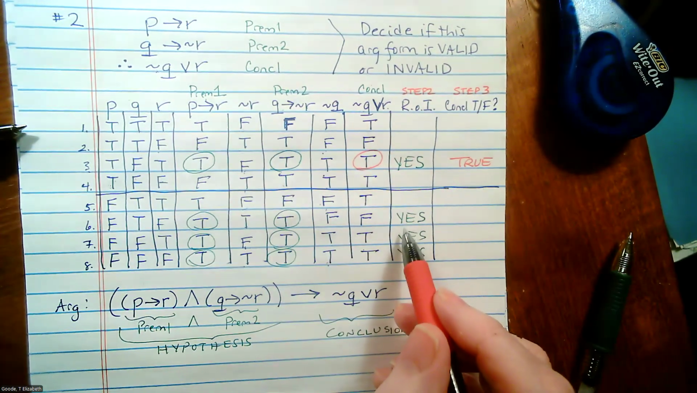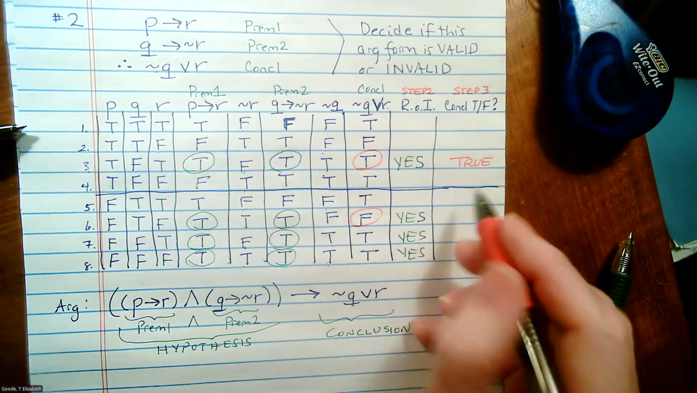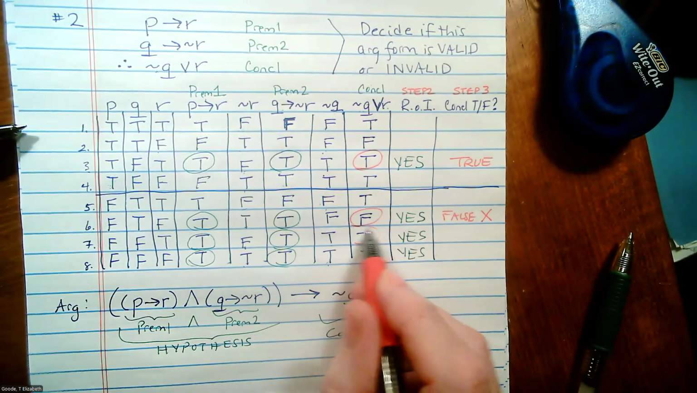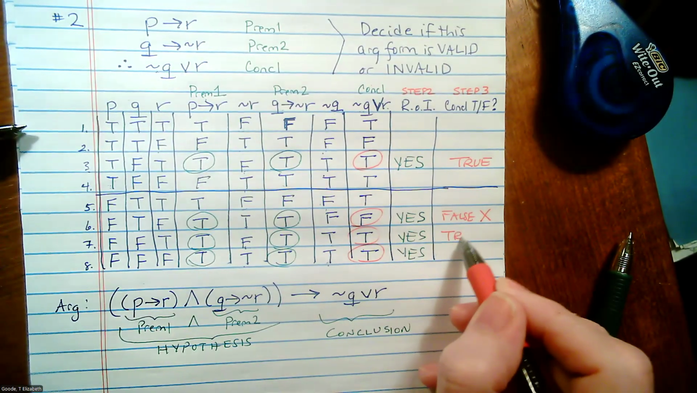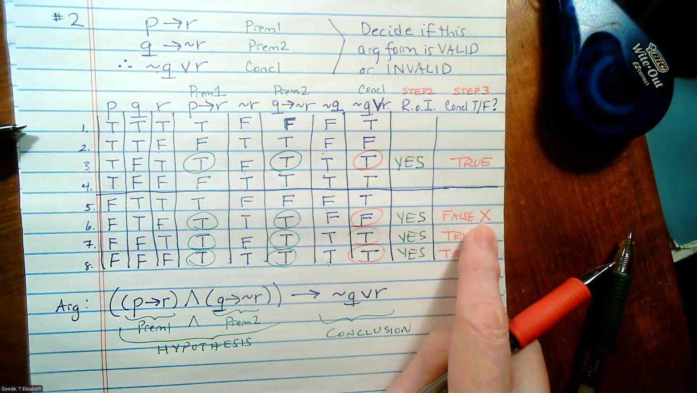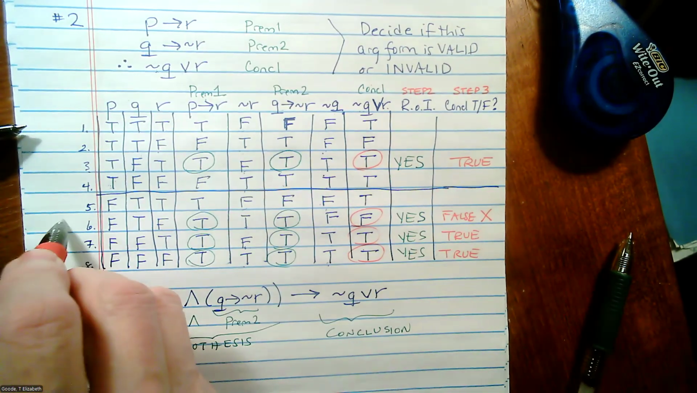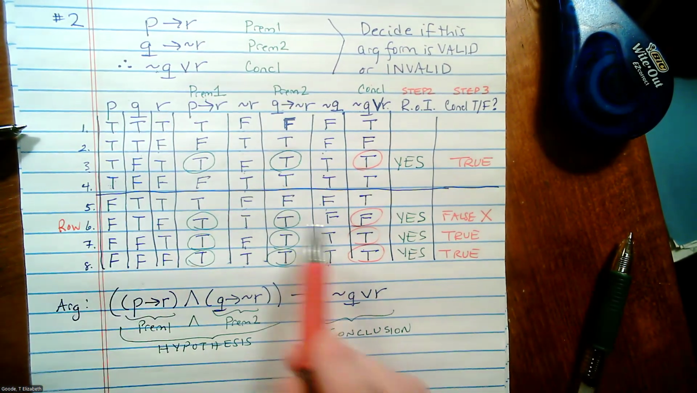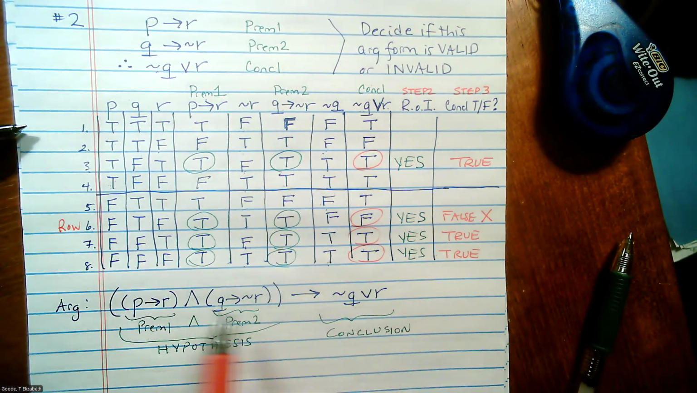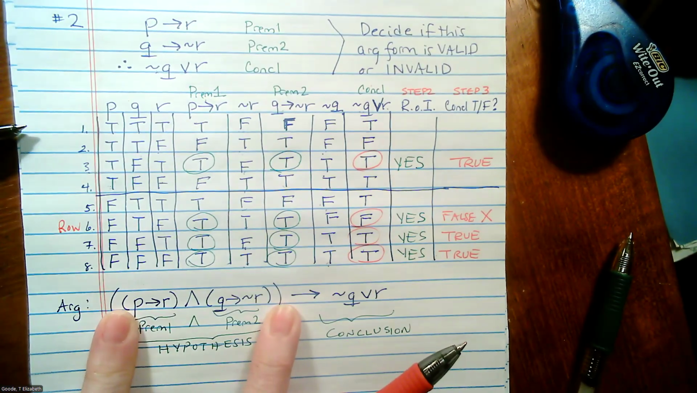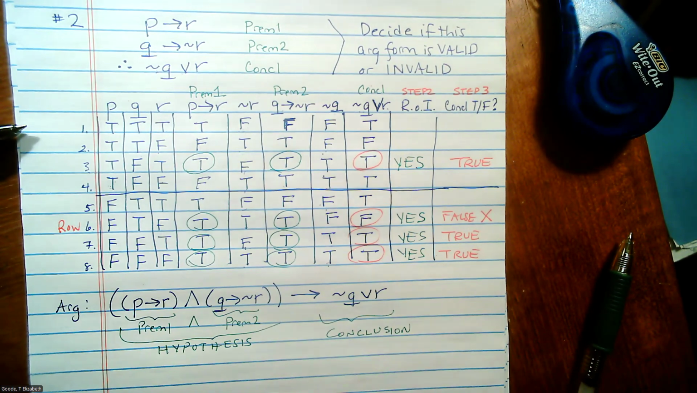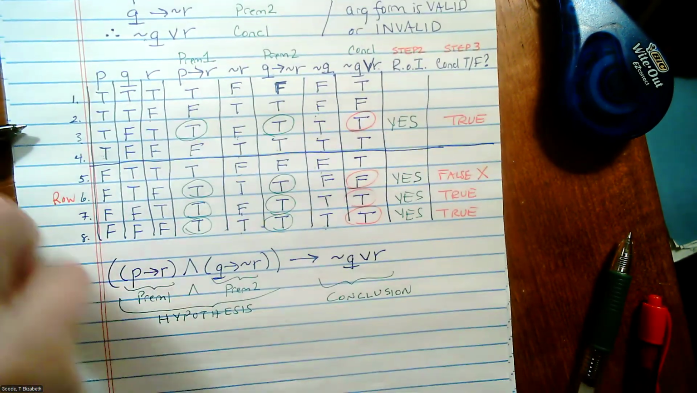How about in row 6? False. Ooh, false. And of course, in row 7 and row 8, the conclusion happens to be true. We'll just be thorough. But the point is, we have found a row of interest, namely row 6, that has true premises, yet the conclusion failed to follow. So the hypothesis of the argument was true, but the conclusion failed to follow. And that makes this argument invalid.